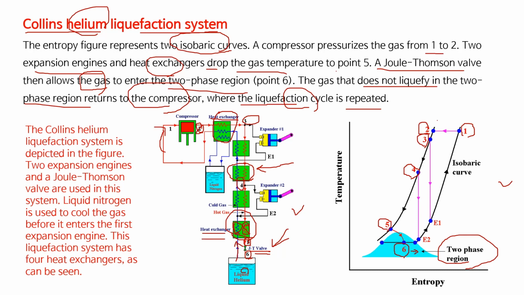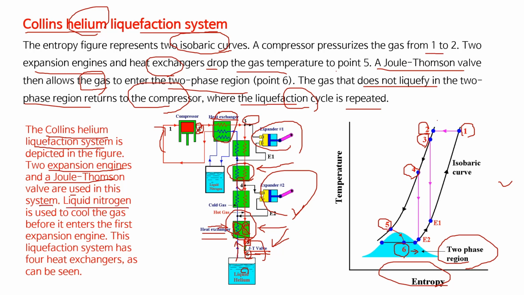So between these two gases, heat can be exchanged. So the gas from the compressor, its temperature is lowered by this heat exchange. So this entropy figure shows these processes. The Collins liquefaction system is depicted in the figure. Two expansion engines, E1 and E2, and a Joule-Thomson valve are used in this system.